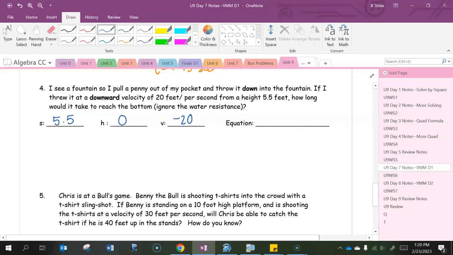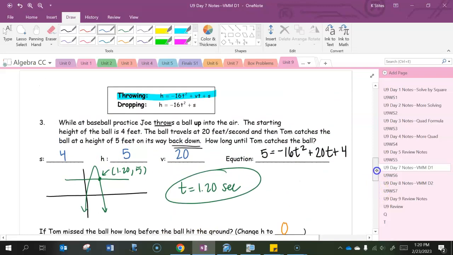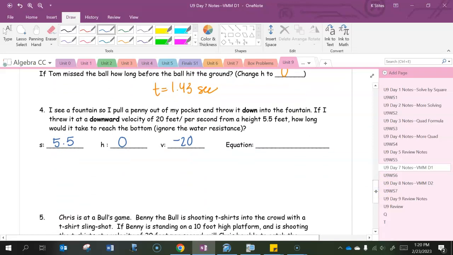Okay. All right, so again, we're going to use our throw equation. That's the one that has the v in it. So h equals 0 equals negative 16t squared plus vt, but our velocity is negative, so make sure you have a minus 20t plus our starting height.